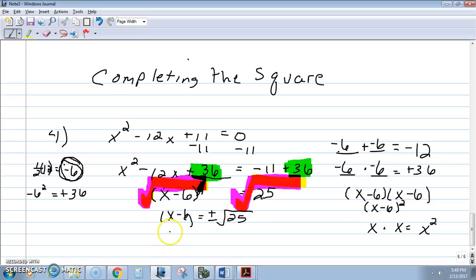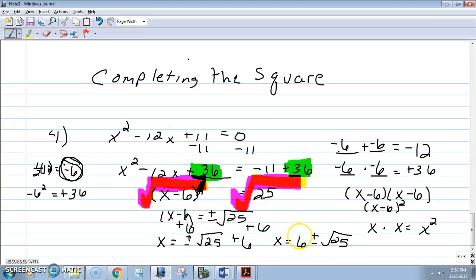Okay, so I want to get x by itself. Whenever something asks me to solve, the first thing that should go through my mind is, how do I get the variable by itself? The last step here is I need to add 6. So x equals plus or minus the square root of 25 plus 6. I've said it before, I'll say it again: a lot of times you will see it as x equals positive 6 plus or minus the square root of 25. It's just in the same order.